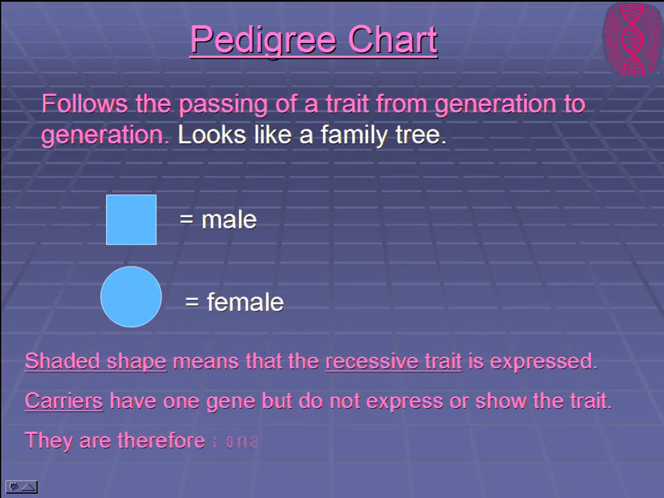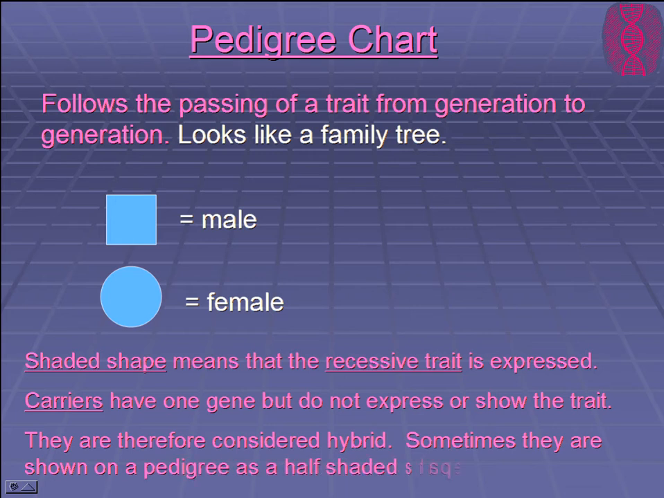Sometimes they express carriers, or hybrids as they call them, as a half-shaded shape, as you can see down here in the bottom. A half-shaded shape sometimes shows a carrier. But in most of our examples, you won't see that because in the examples we're going to be doing in class, your job is to find out which ones are the carriers. So I wouldn't want to show them to you. It'd be too easy to do. All right, let's go on to the next slide.